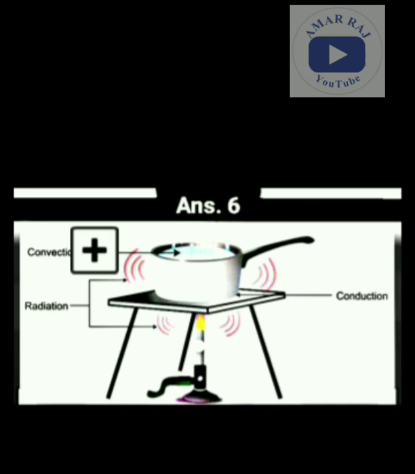You can see the conduction in every metallic part. For example, the metallic vessel and this metallic plate all transfer heat by conduction. The liquid or the water is related with convection. The flow of heat in the liquid or the air above it is related with convection.